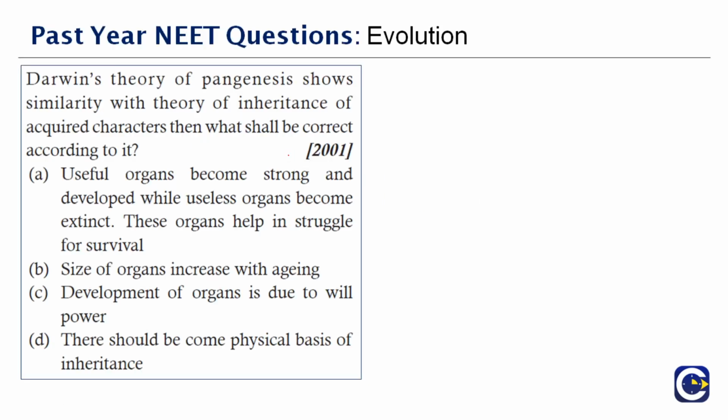Darwin's theory of pangenesis shows similarity with the theory of inheritance of acquired characters. Then what shall be correct according to it? This question was asked in the year 2001. Okay, so what is this theory actually?